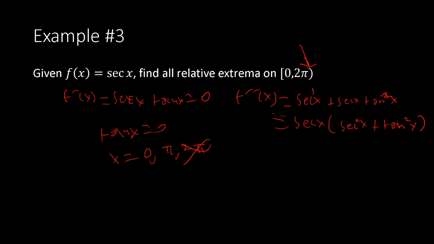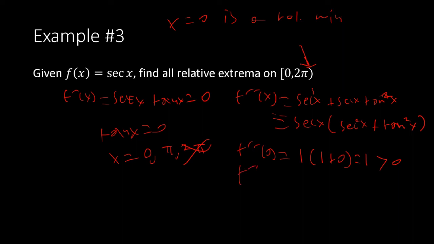So when we plug in 0 into f prime prime of x, we're going to get 1 times (1 plus 0), which is 1, greater than 0, so x equals 0 is a relative minimum. And if we plug in pi, f prime prime of pi is -1 times (1 plus 0), which is equal to -1, which is less than 0. So x equals pi is a relative max.